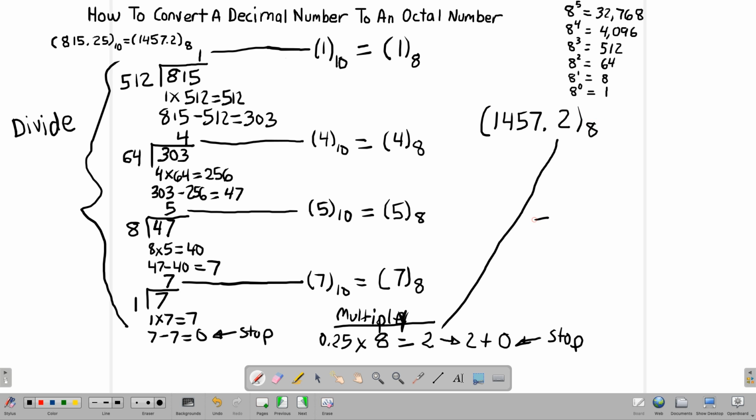Thus, we've shown that the value 815.25 in the decimal system equals 1457.2 in the octal system. And this is what we wanted to show.